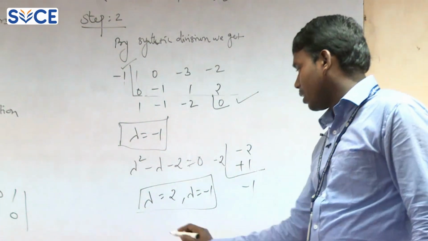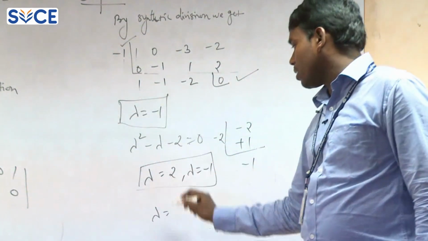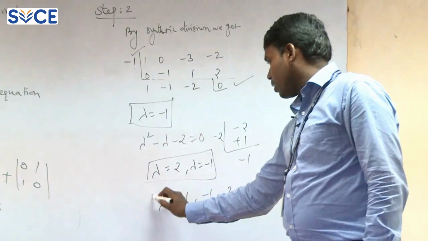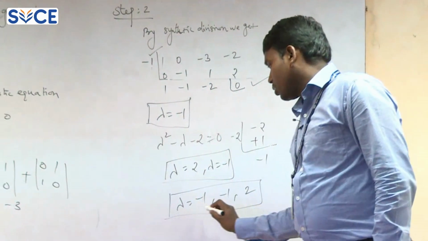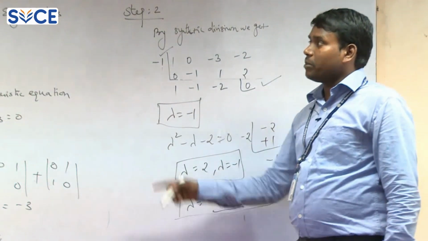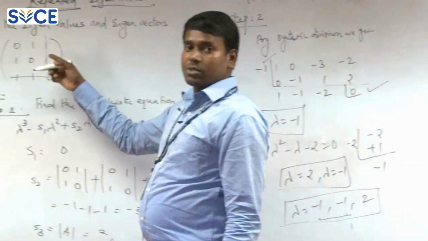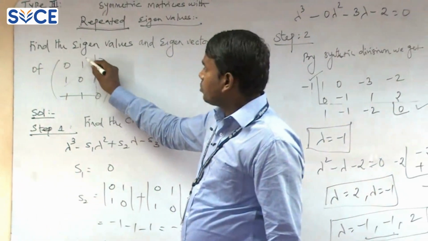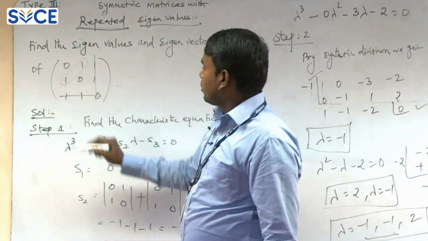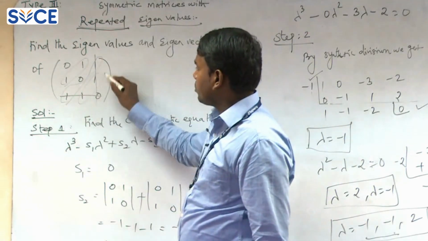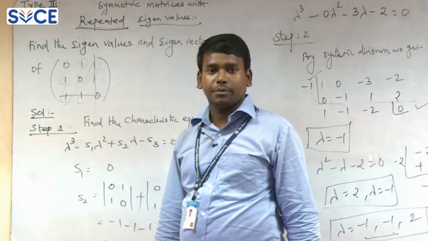Therefore, the eigenvalues are lambda equal to minus 1, minus 1, 2. Here 2 eigenvalues are repeated, as the given matrix is symmetric. Symmetric means it should satisfy the condition Aij equal to Aji. Here, these two values should be the same, these two values should be the same, and these two values should be the same.